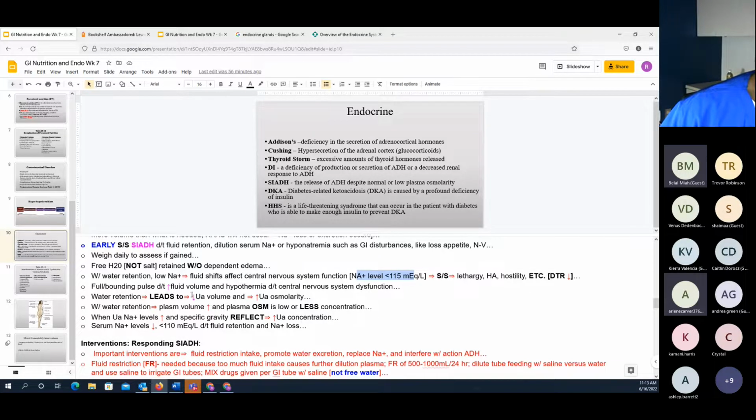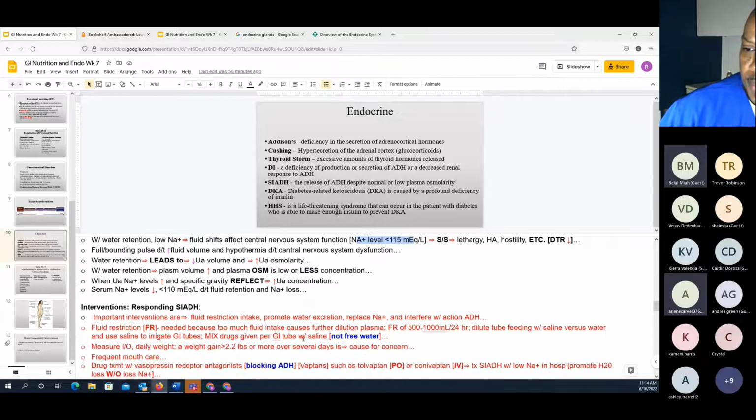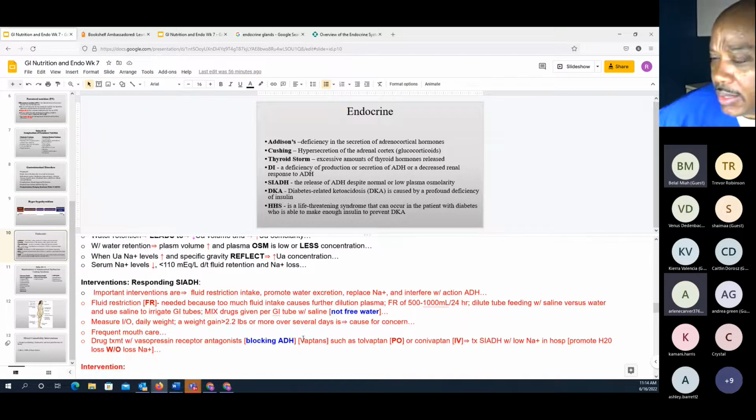The urine osmolarity or urine specific gravity is going to be more concentrated because you're holding on to that free water and producing very little urine output. So it's opposite again. The specific gravity is much higher for SIADH, but is actually lower for DI. All right. What else can I tell you?